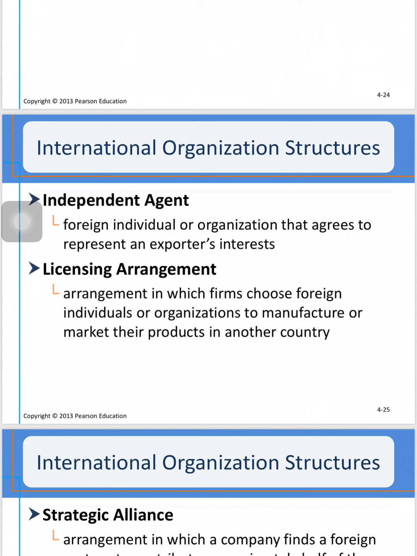Okay, this is in your textbook here. For example, an arrangement in which a firm chooses a foreign individual or organization to manufacture its product, like McDonald's and Pizza Hut. Okay, you can see their market, their product in another country.